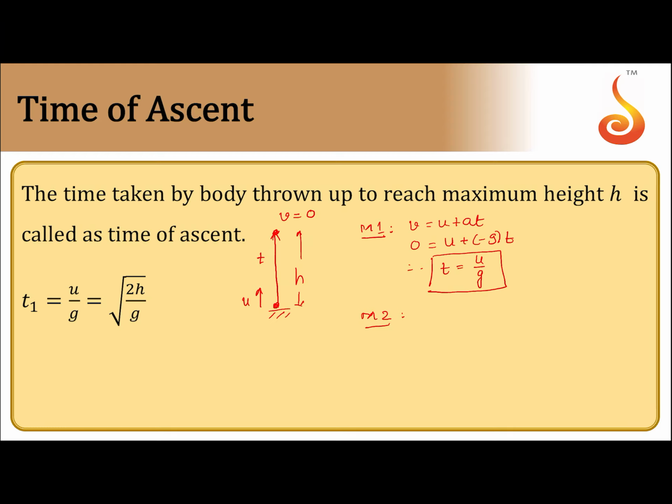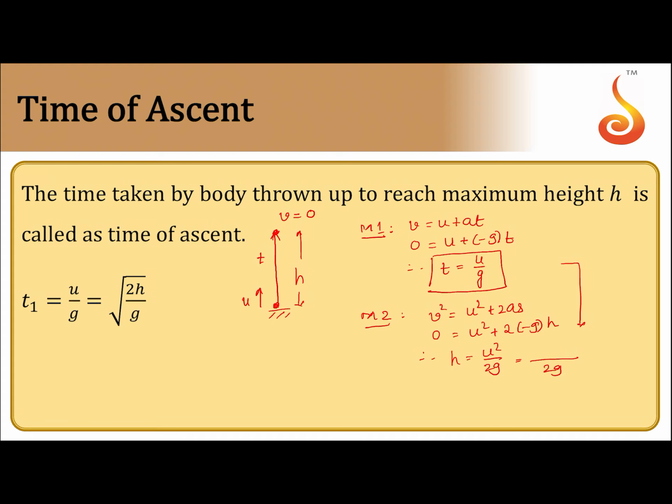Observe that I can also write v square is equal to u square plus 2as. So, v is 0, this is u square plus 2 minus g into h. That gives me h is equal to u square divided by 2g. Now, what am I going to do? I am going to substitute this equation here.